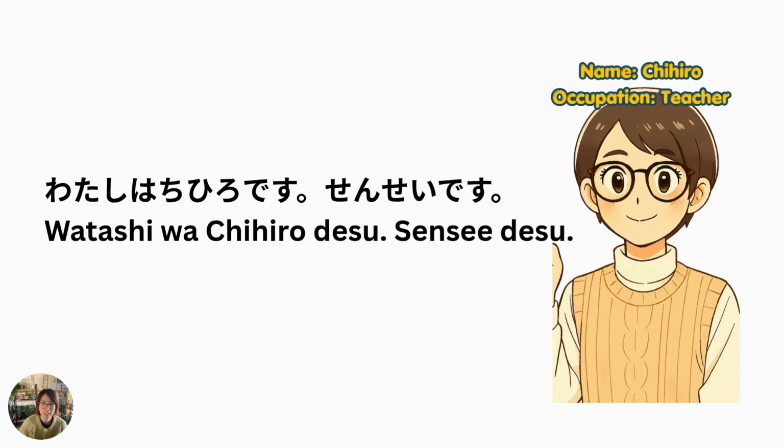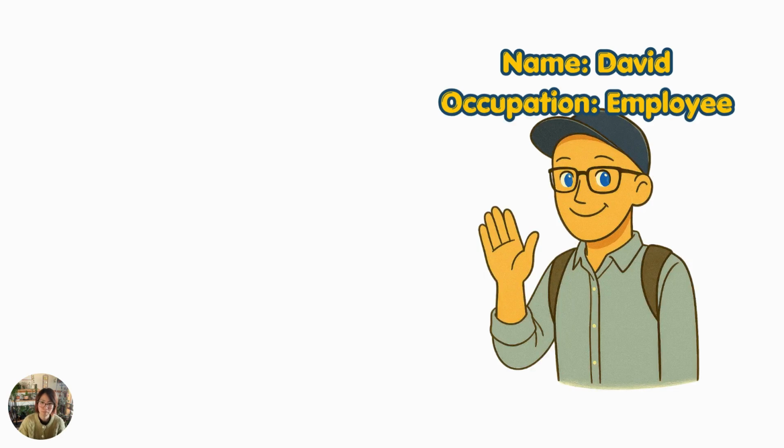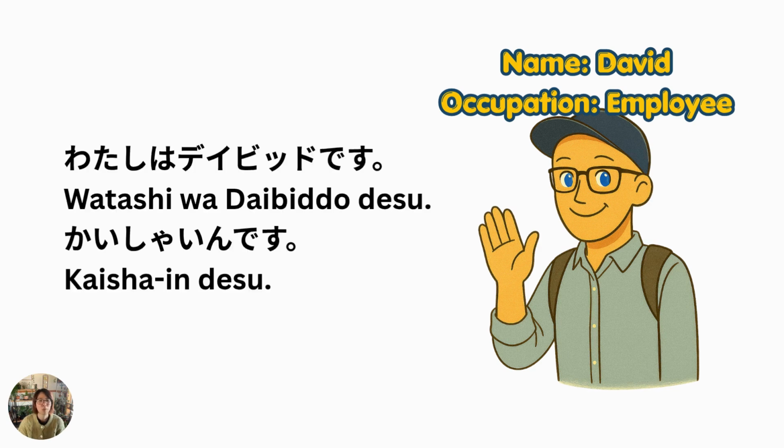じゃあ、next example. If you want to say, I am David, I am an employee, what would you say in Japanese? Let's think about it. Did you get the answer? The answer is 私はデイビッドです。会社員です。Was your answer correct?